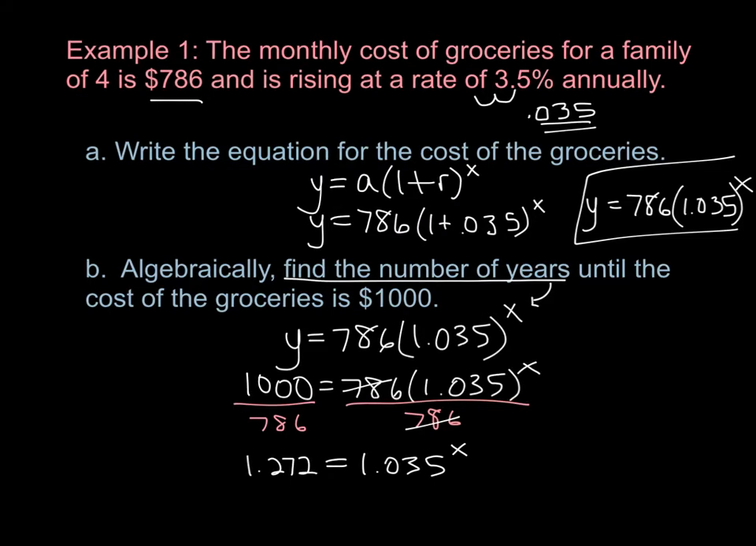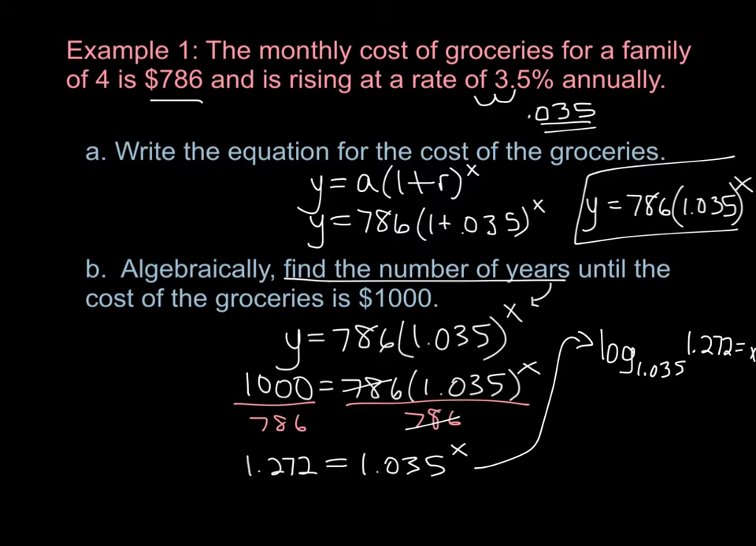Notice now that we have an exponential equation that we can solve, and we solve that by using the inverse of the exponent, and that is a log. So I'm going to use my space over here. I'm going to rewrite this as a log. Log base 1.035 of 1.272 equals x.